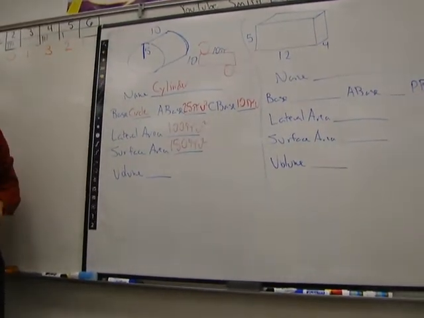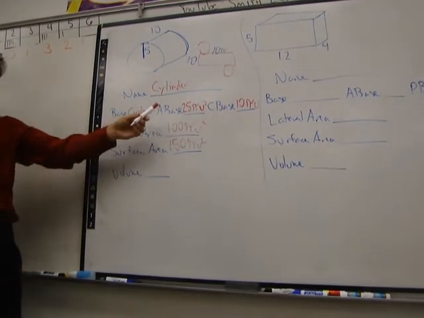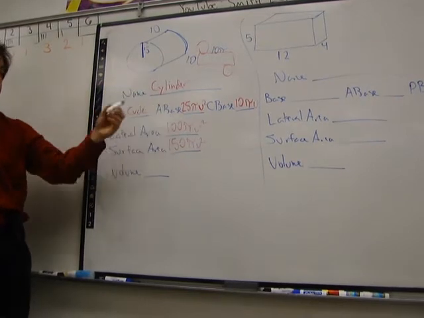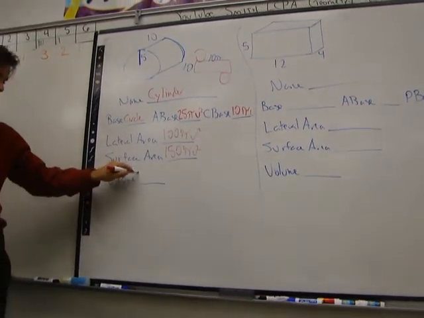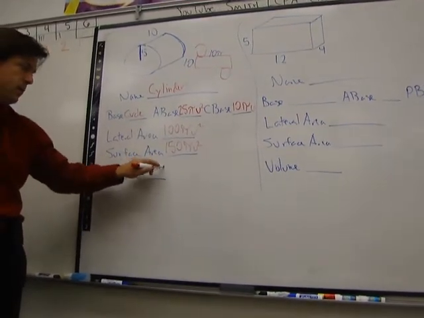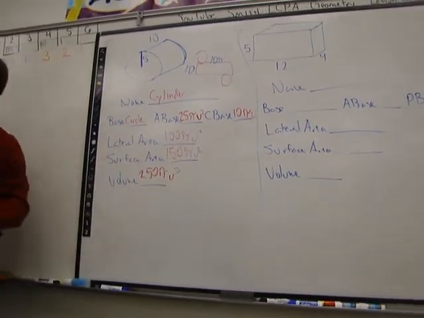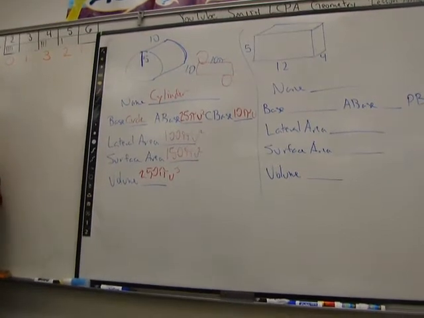So what's the area of the base here? 25 pi. And what's the distance between the bases? 10 units. So what's 25 pi times 10? 250 pi units cubed. Okay. Correct.